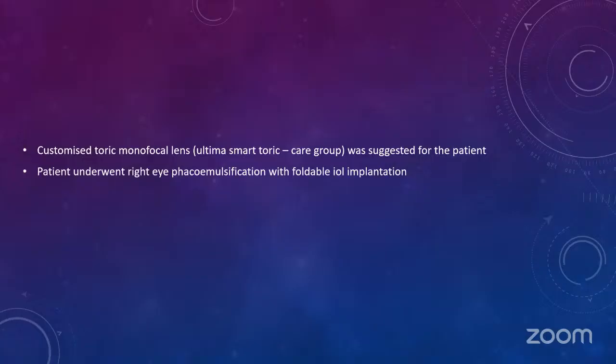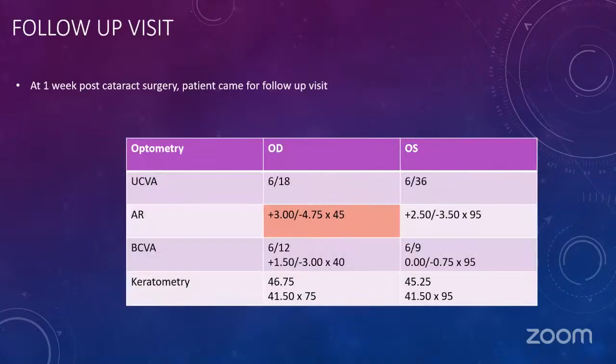So, based on all of this, the patient was posted for cataract surgery, and a customized toric monofocal lens, Ultima Smart Toric from the Care Group, was suggested for the patient, and he underwent right eye phacoemulsification with foldable IOL implantation. Now, when the patient came for his first week follow-up, 1 week post-cataract surgery, the uncorrected visual acuity was found to be 6 by 18.